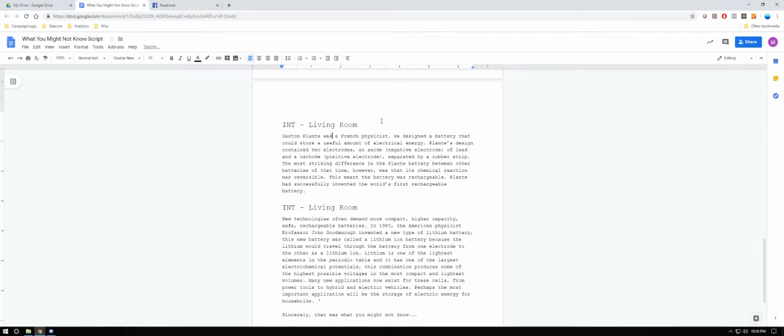Gaston Plant was... Okay. I really hope you can just cut this up into segments.